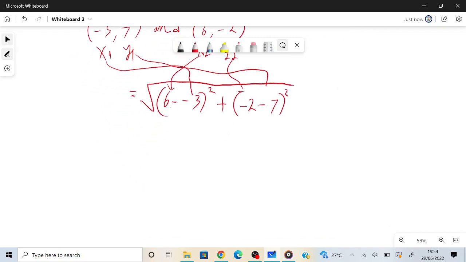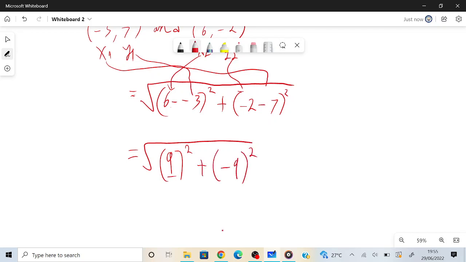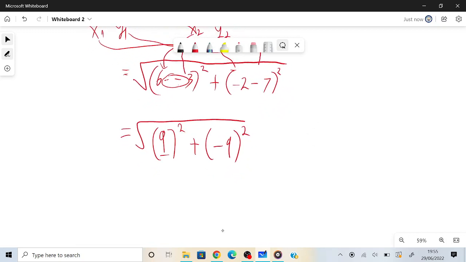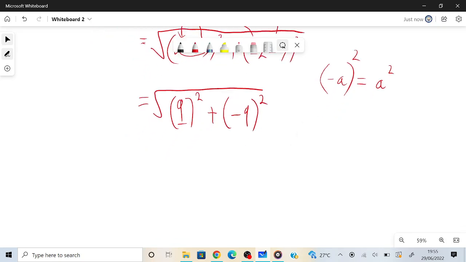Now simplifying this further, we will now have something like this: the square root of 9 squared plus (-9) squared. Now why 9? Because 6 minus 3 would give you 9, and minus 2 minus 7 is minus 9. Take note, because minus is the most dangerous sign in math. Whenever a negative number is squared, the answer will always be positive.